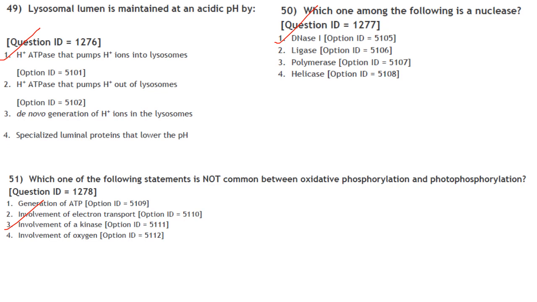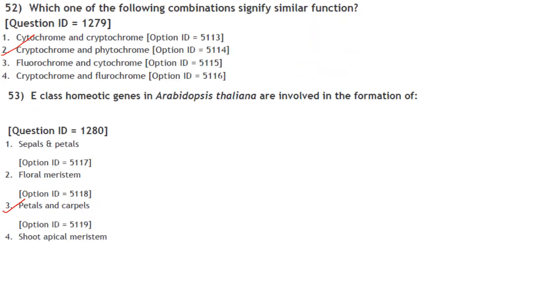Then next one. Which one of the following statements is not common between oxidative phosphorylation and photophosphorylation? Generation of ATP, yes. Involvement of electron transport, yes. Involvement of kinase, no. Involvement of oxygen, yes. So the answer is option 3.